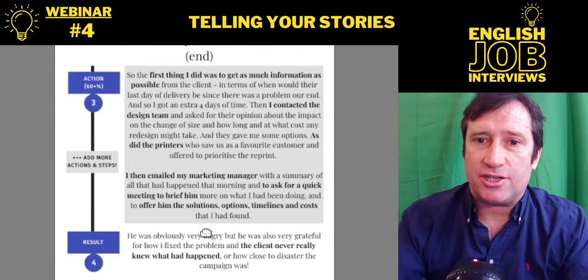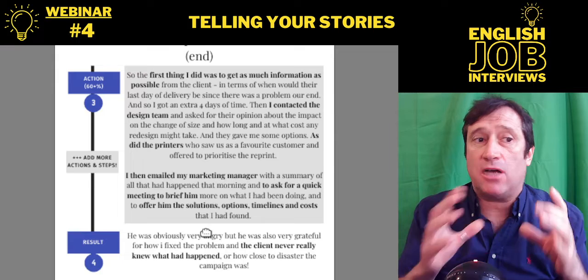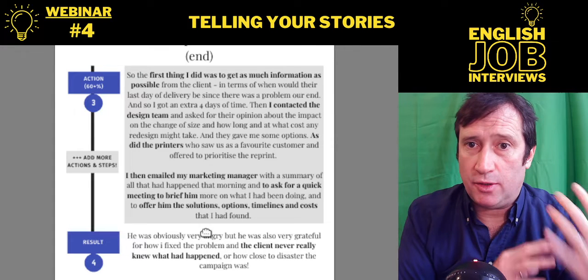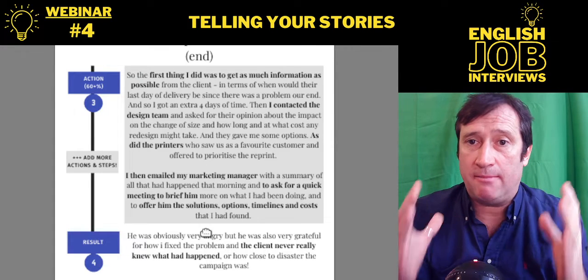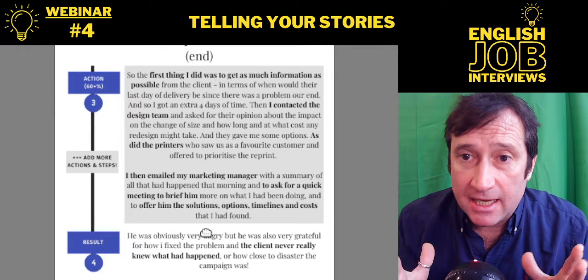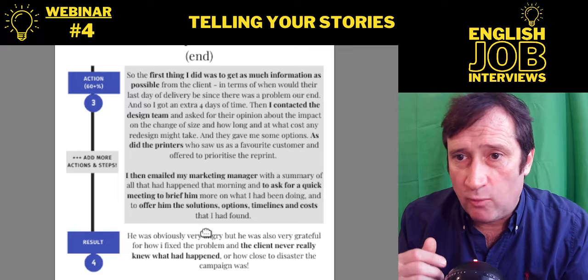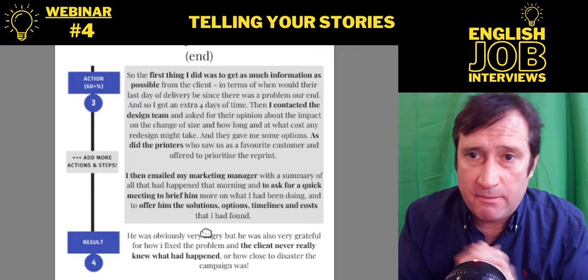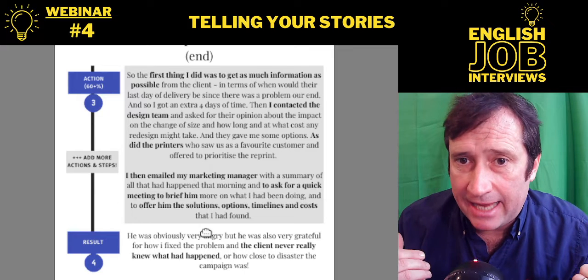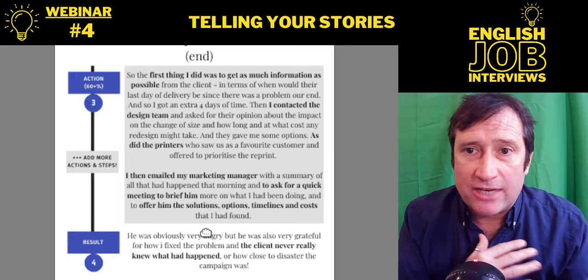So here we got the action. This is about 60%. Here's an example of some steps you could do. We're going to talk about this element in much more detail. So the first thing I did was to get as much information as possible from the client in terms of when would their last delivery be, since there was a problem our end, I said. And so I got an extra 4 days of time.